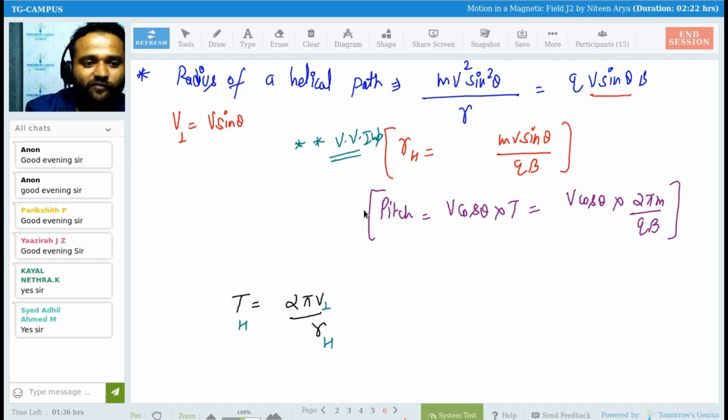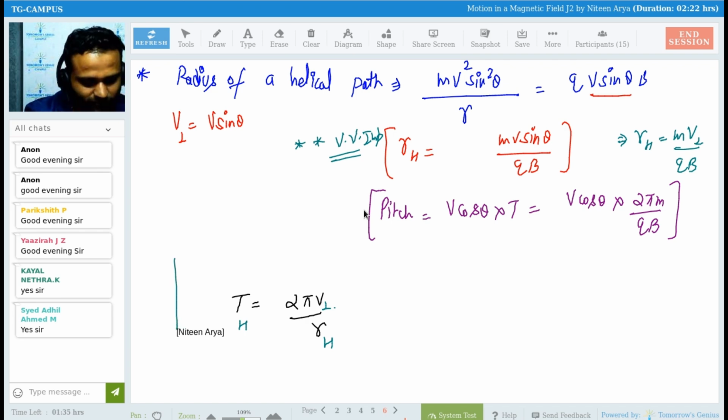So simple thing. If I'm finding this TH, which is the time period of a helical path, I need to put perpendicular velocity first here, and then I need to put RH here. So RH is V sine theta, V perpendicular, it is going to be mv perpendicular upon qb. So automatically this V perpendicular is going to cancel. Clear? So there is no need to worry about this particular thing. Okay, but good question. Clear?